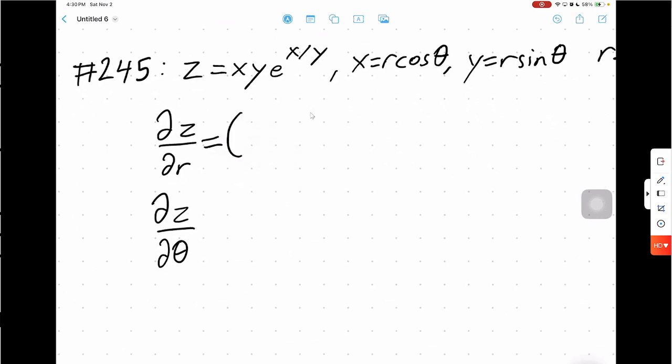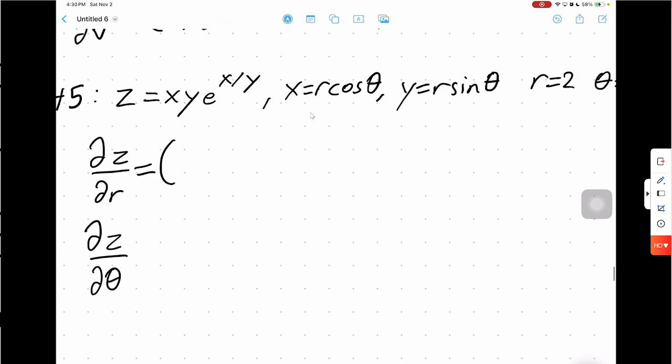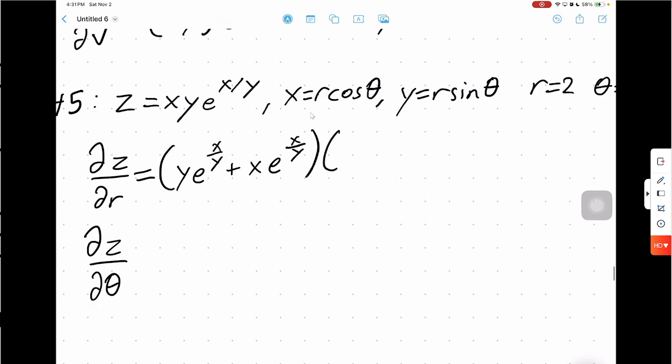So, starting with this one, we have partial of z with respect to x. We have a product rule on like every single step here. So y e to the x over y plus xy, and then times the derivative of that, which is just going to be x e to the x over y. Here we're just using xy e to the x over y times the derivative of the inside, which is going to be 1 over y, which cancels out the y. Partial of x with respect to r is just cosine theta.